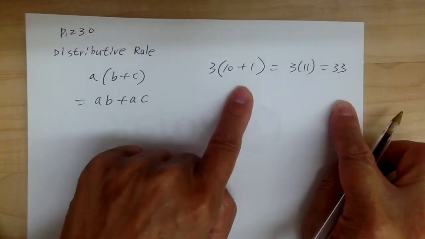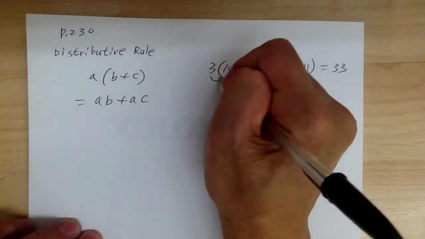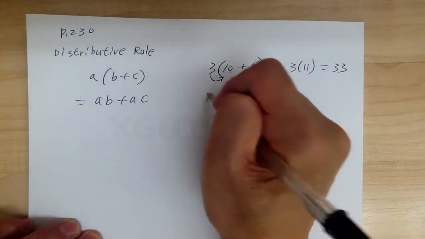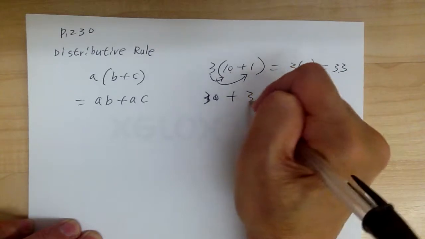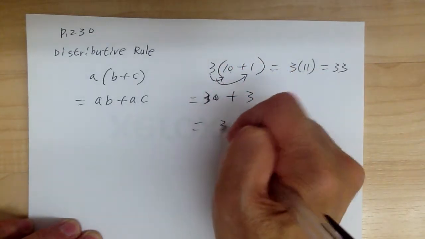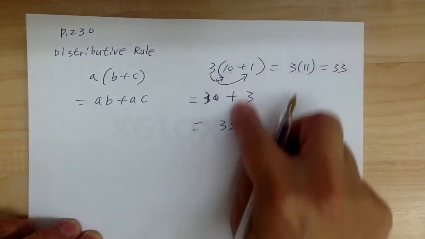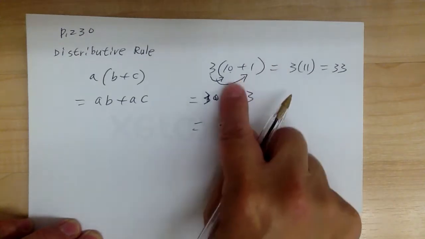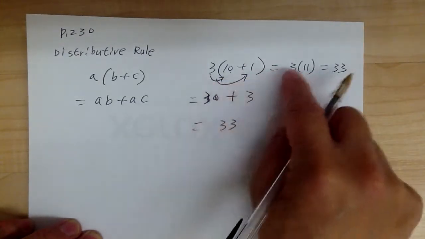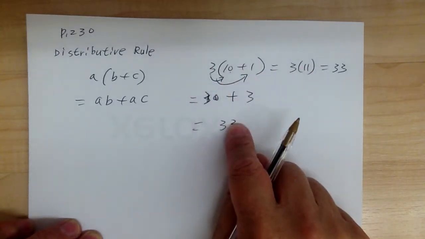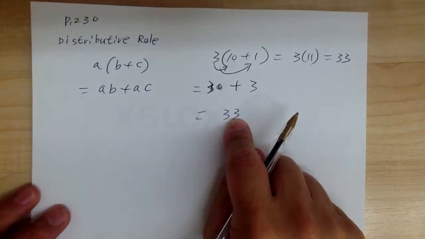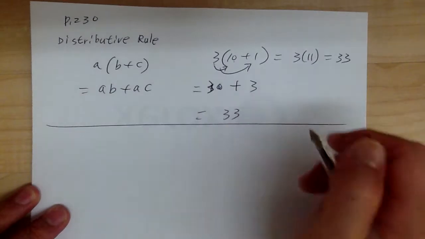But you can also distribute. You can multiply. So 3 times 10 gives you 30, and 3 times 1 gives you 3. So this is equal to 33. You can see that this way and this way they are the same. This is just proof, just showing you that the distributive property is okay. It's fine. So let's do some examples.